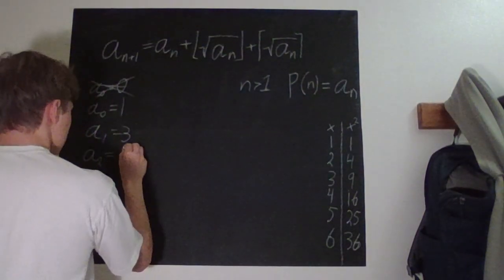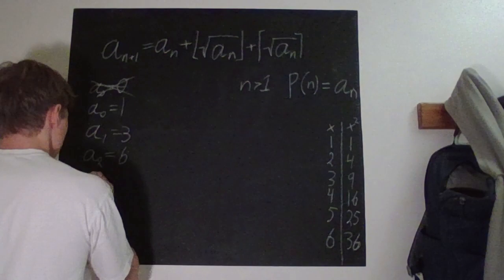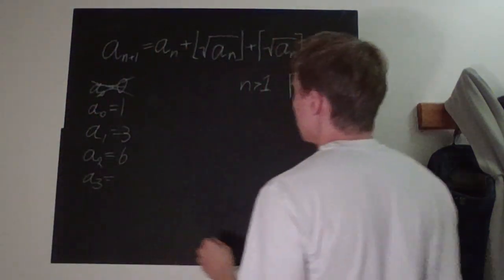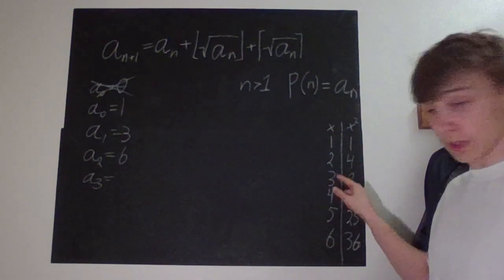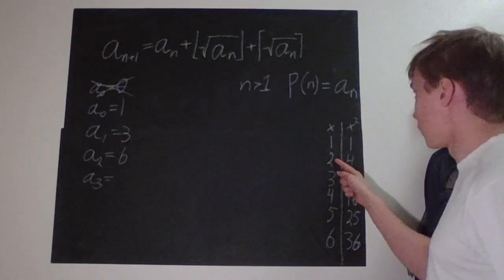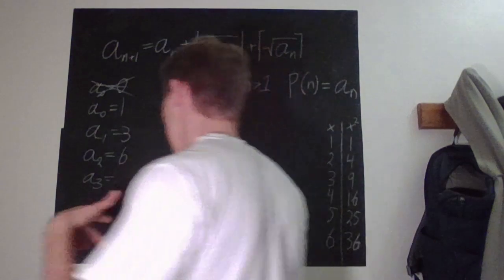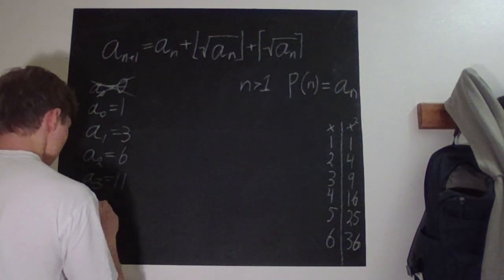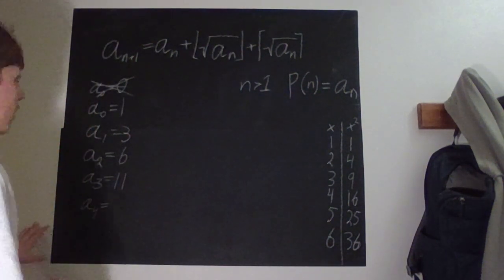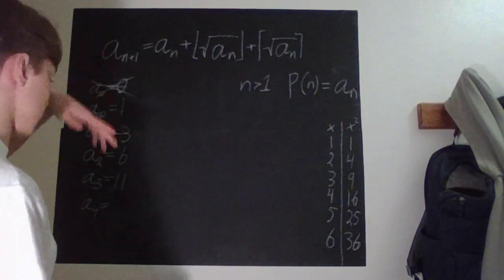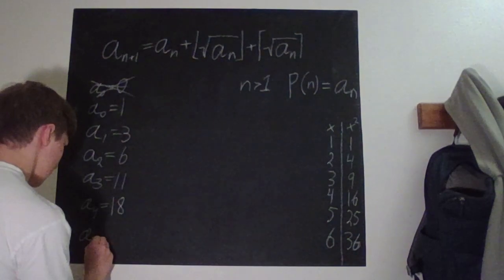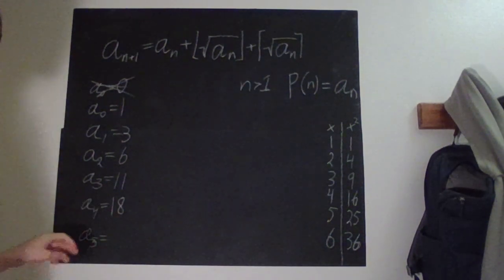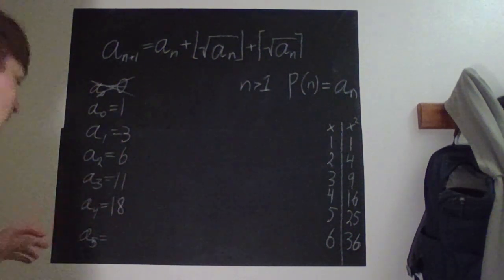So that's 6. And then a_3 should be equal to 6 plus, because 6 is between 4 and 9, the square root of 6 should be between 2 and 3, right? So the floor of the square root of 6 is 2 and the roof is 3. So we have 6 plus 2 plus 3, that's 11. You get the pattern, I can just give you that a_4 is 11 plus 3 plus 4, it's 18. And then a_5 should be equal to 18 plus 4 plus 5, so that's 27.